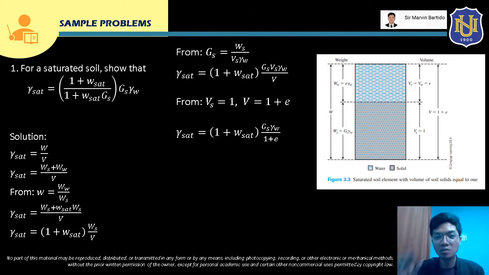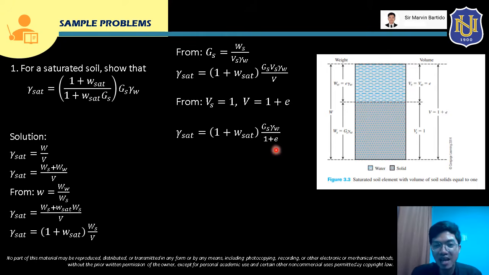So pwede natin yan i-substitute dito class. So yung mangyayari, yung V sub S magiging 1 na lang yan. And then yung total volume will be 1 plus E. So from here, nagkakaroon na ba ng liwanag class? So ito, G sub S times gamma W, ito na yun. So yung problema na lang natin dito class is itong nasa ilalim.